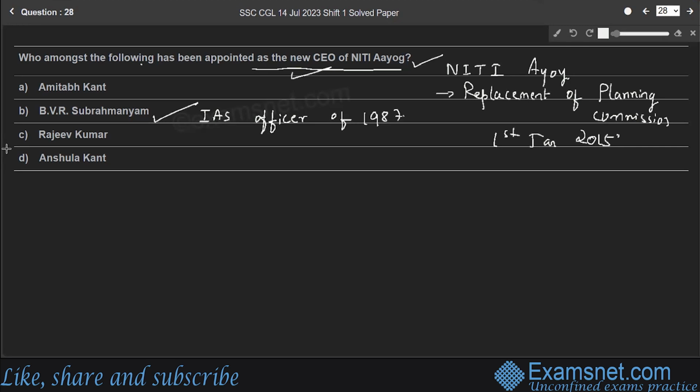He has held important assignments over the last 3 decades in Madhya Pradesh, Chhattisgarh, and Jammu Kashmir, along with a stint at the World Bank. He has been secretary in the Ministry of Commerce and Industry, chief secretary, Jammu and Kashmir, principal secretary, government of Chhattisgarh, and has held positions in the Prime Minister's office. Right? So B.V.R. Subramaniam has been appointed as the new CEO.